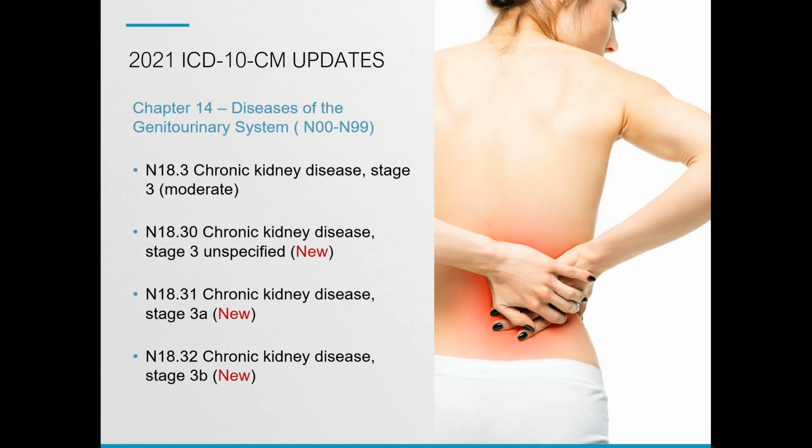The genitourinary chapter includes new substages to stage 3 chronic kidney disease, CKD. This is probably one of the biggest changes in this chapter. The new codes further define the stage 3 or moderate kidney disease. The new codes are N18.30, chronic kidney disease, stage 3, unspecified. N18.31, chronic kidney disease, stage 3A. And N18.32, chronic kidney disease, stage 3B.